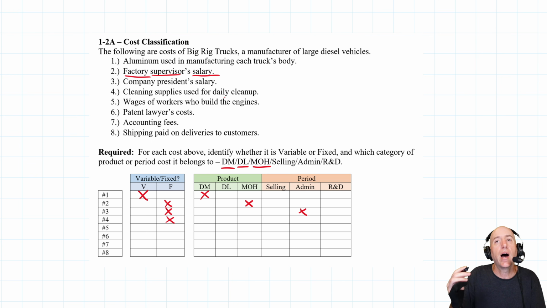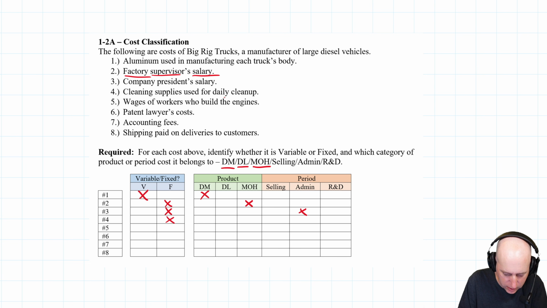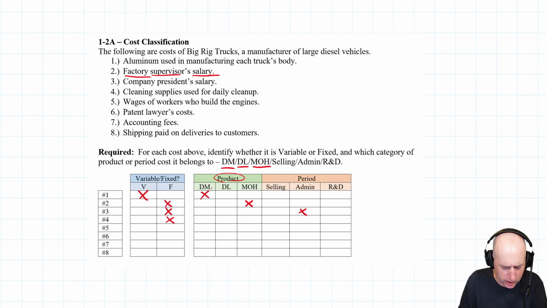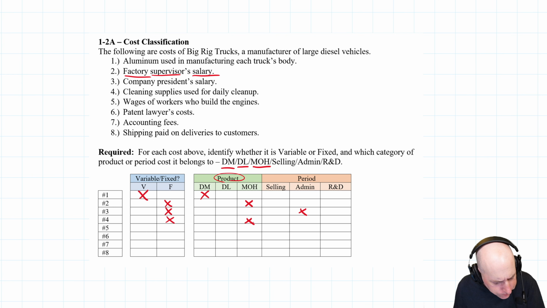Is this in the factory? I'm going to assume yes. They didn't say office cleaning expenses. If it was office, we would call it admin, but I assume this is cleanup of the factory, in which case we call it product. Is this direct material? No, the cleaning supplies don't go into the truck. It's not part of the truck. Is it labor? No, it's got to be indirect. It's overhead.